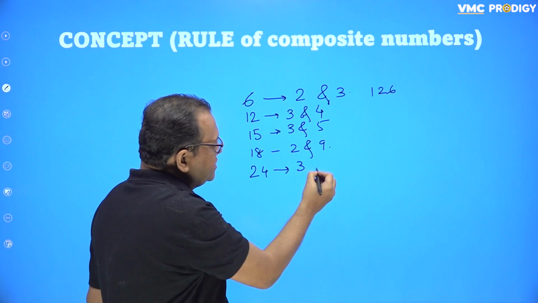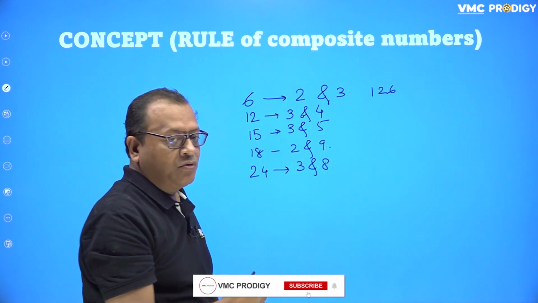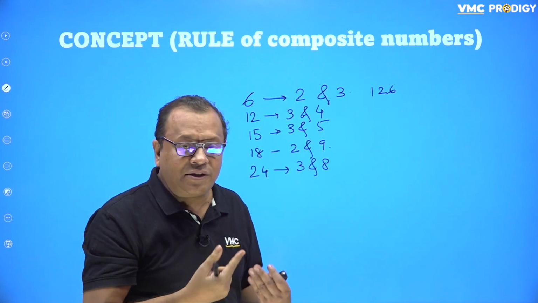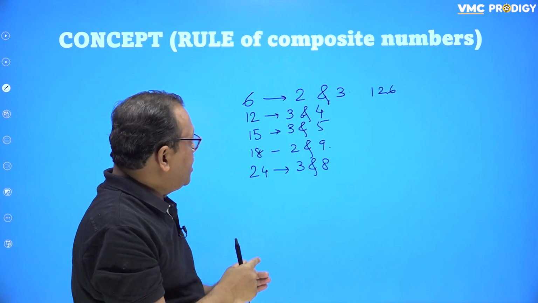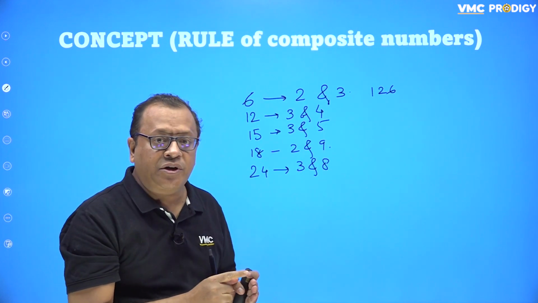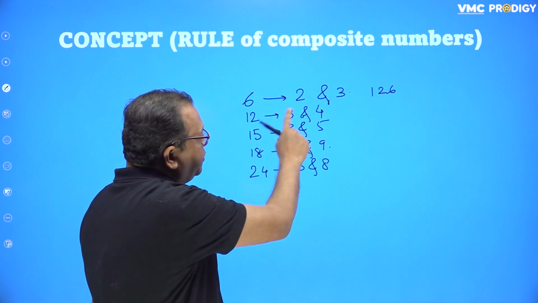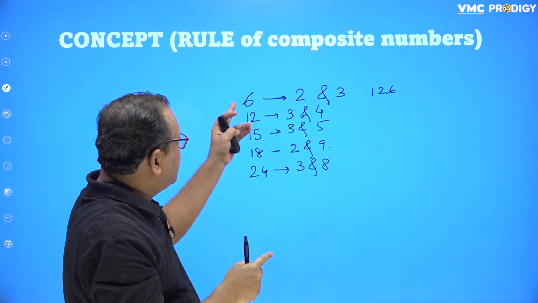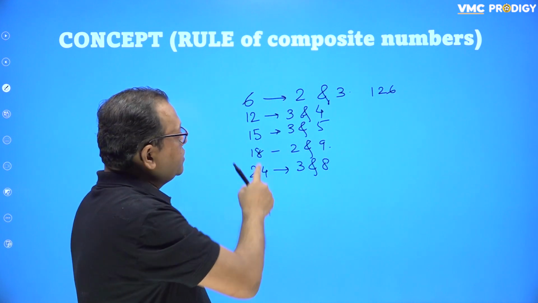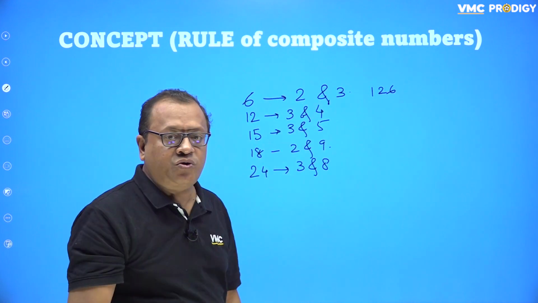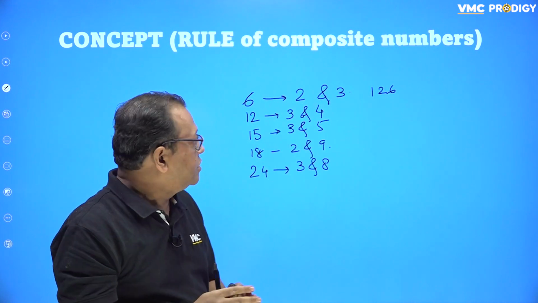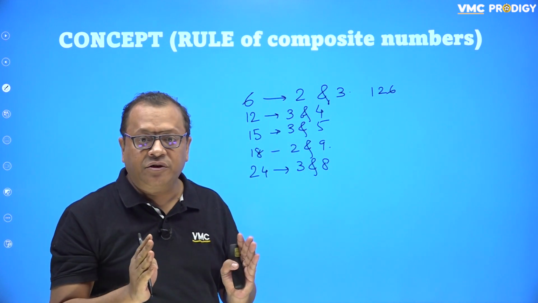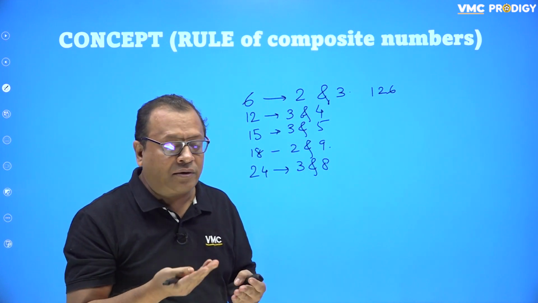Why am I writing like this? Without even hesitating, I am just writing the pair of numbers. What is the funda over here? The funda is, if we have to test the rule of composite numbers, we have to take that pair which are co-prime to each other and the product equals this number. So for 6, we take 2 and 3 because 2 and 3 are co-prime to each other. For 12, we take 3 and 4 because 3 and 4 are co-prime to each other, which means the HCF of 3 and 4 is 1.